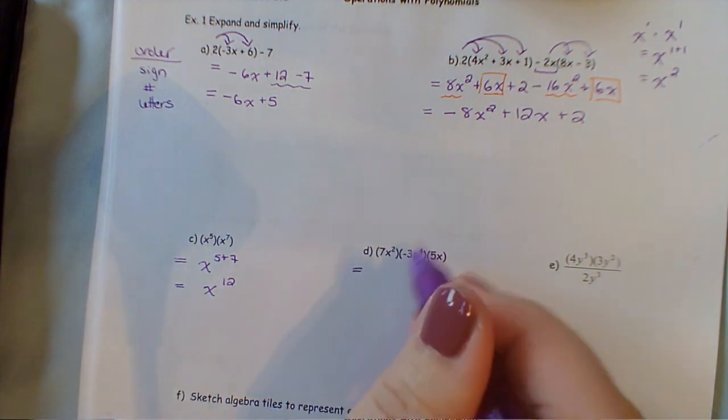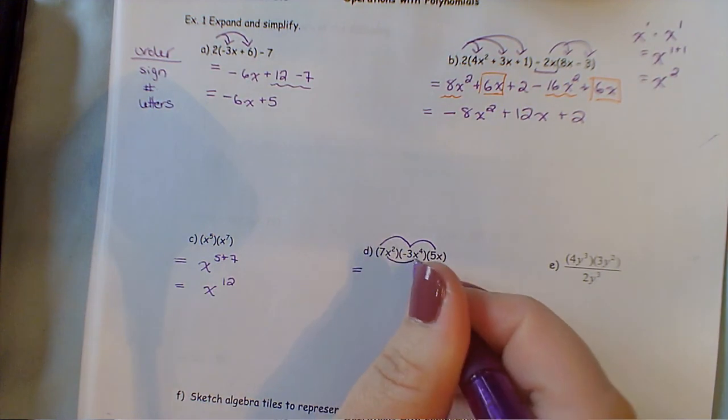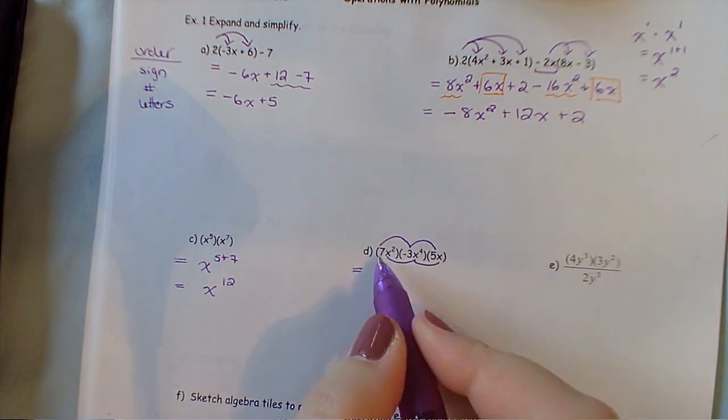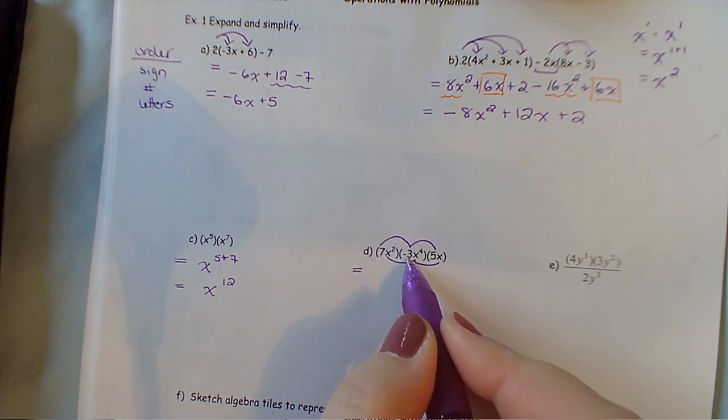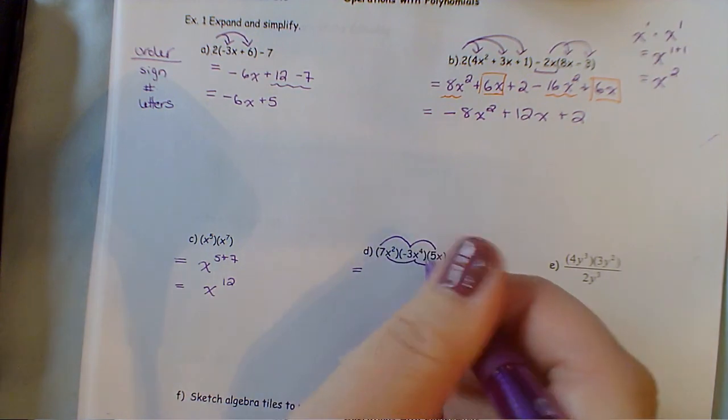Here, in this one, again, number goes with number, goes with number. Letter goes with letter, goes with letter. So the number part, 7 times negative 3 is negative 21. And then in your calculator, go negative 21 times 5, and you get negative 105.